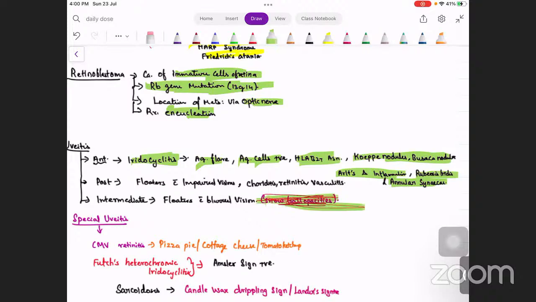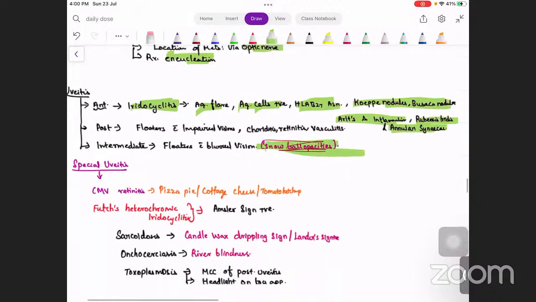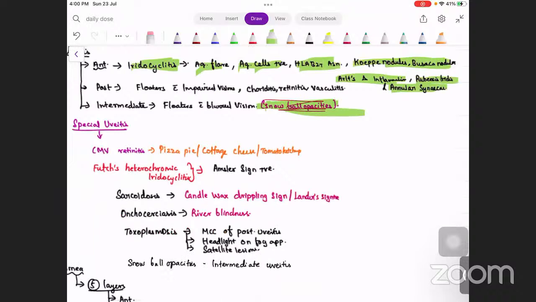Okay. Then, apart from that, what are the special uveitis we have? One is CMV retinitis, where you see the pizza pie, cottage cheese, or tomato ketchup fundus. And Fuchs heterochromic iridocyclitis, where you may see the Amsler sign positive.